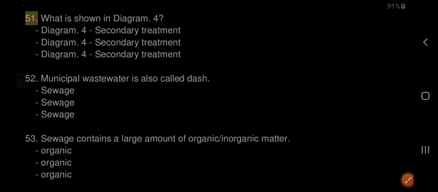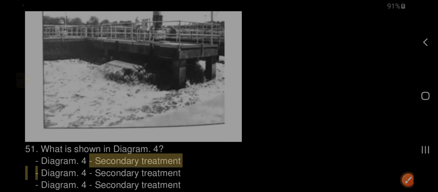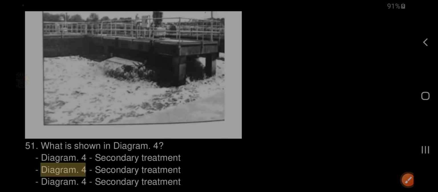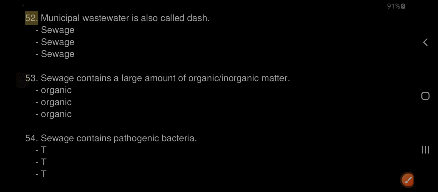51. What is shown in the diagram? Secondary treatment. 52. Municipal wastewater is also called sewage. 53. Sewage contains a large amount of organic matter. 54. Sewage contains pathogenic bacteria. True.